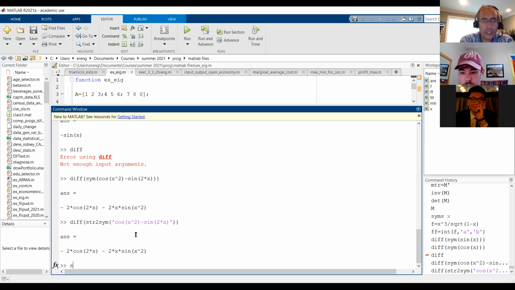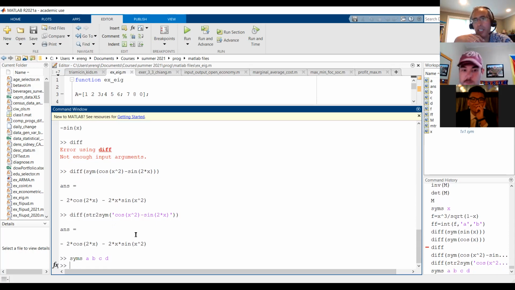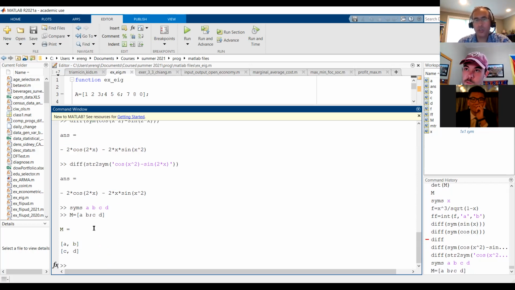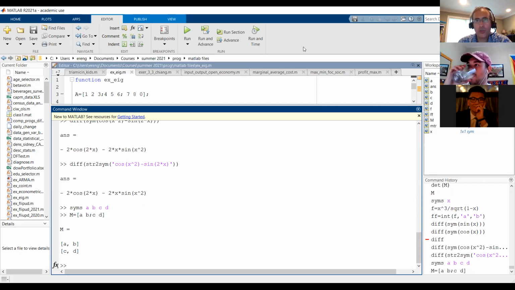Another thing that you can do, guys, is before starting something, you can define the symbols. So you can tell Matlab, you know, my symbols are A, B, C, and D. And then you can simply define your M as a matrix A, B, C, D. You see? So you don't need to be writing sims in here like we did before. And then from here, you can compute whatever you can imagine. Okay? So let's do some examples.